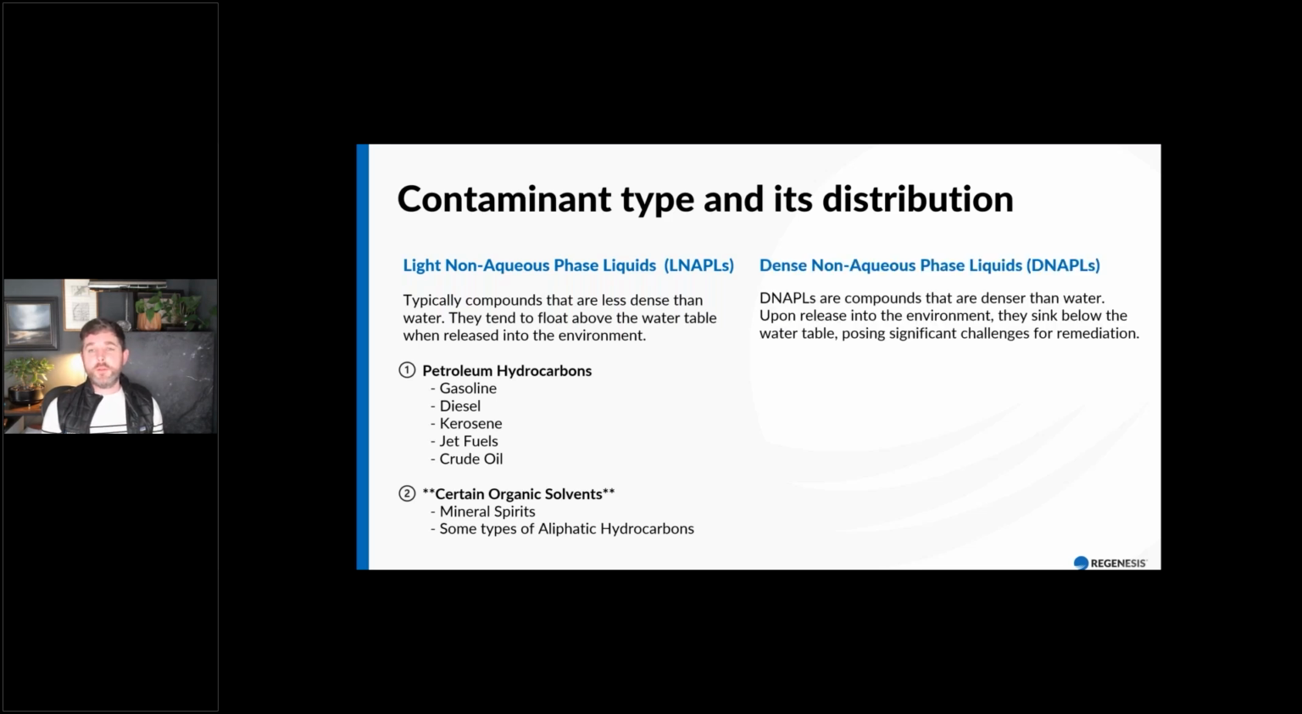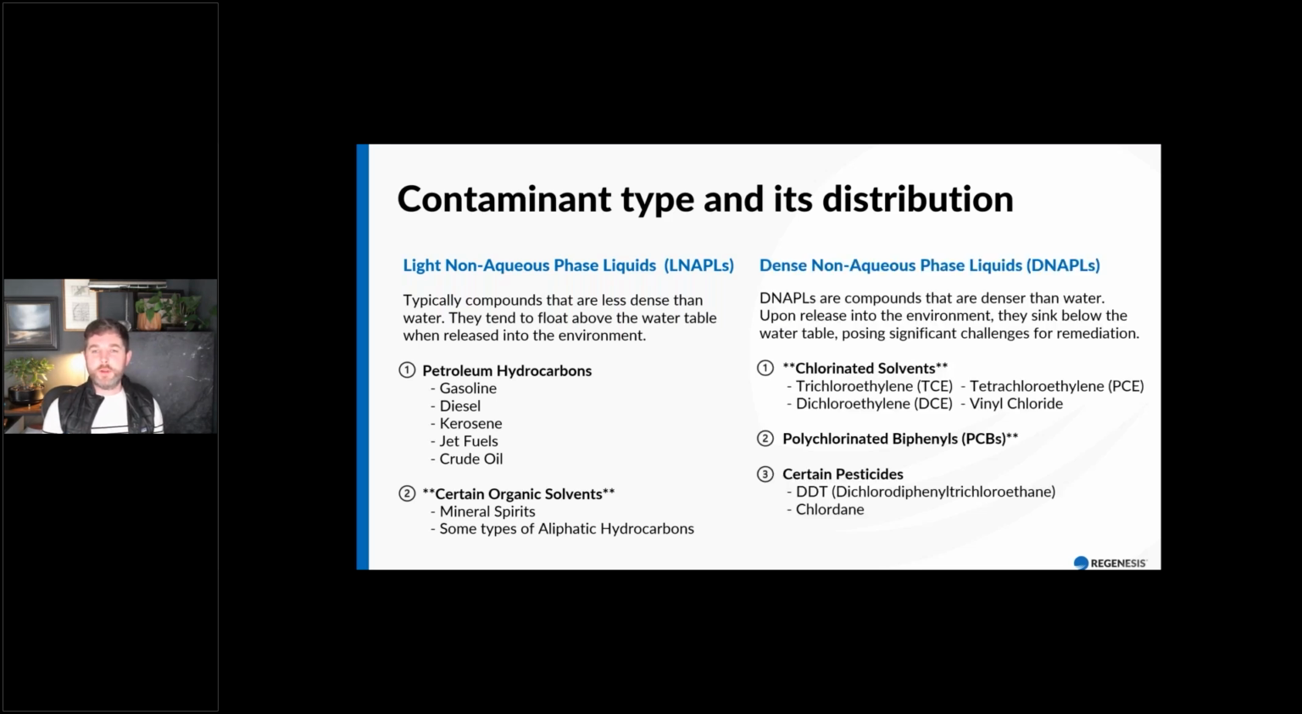We also come across DNAPLs, so dense non-aqueous phase liquids, so chlorinated solvents and certain pesticides. But there are also contaminants that sit somewhere in the middle, that neither float nor sink, so things like PFAS and things like dissolved phase metals. All of these things have an impact on what ultimately our treatment thickness will be.